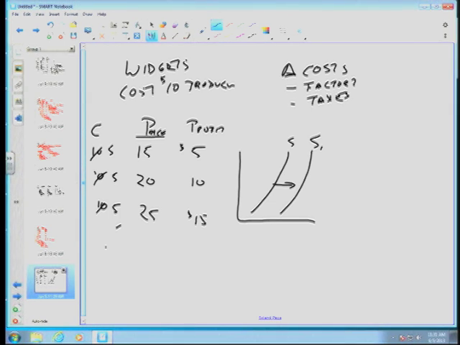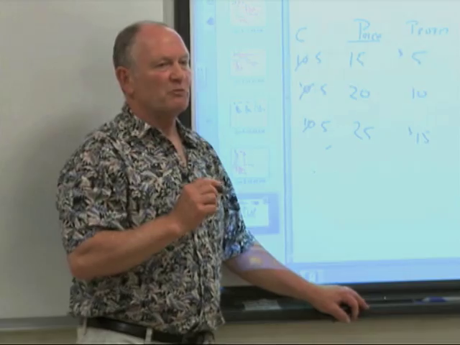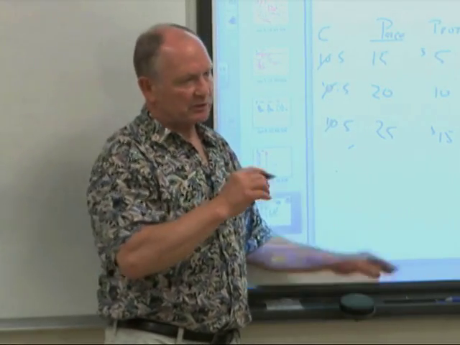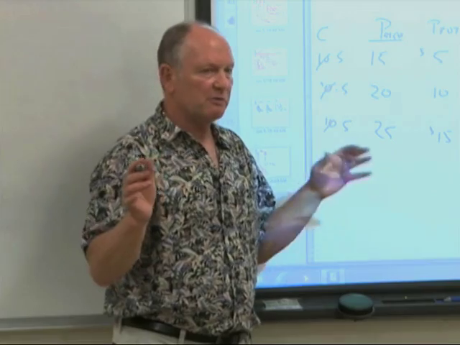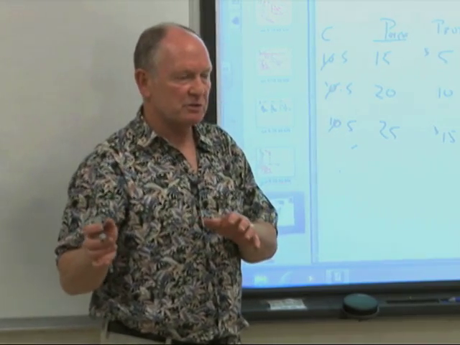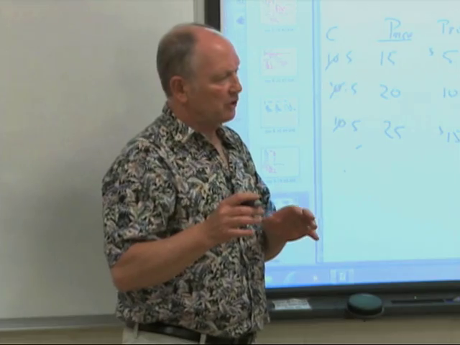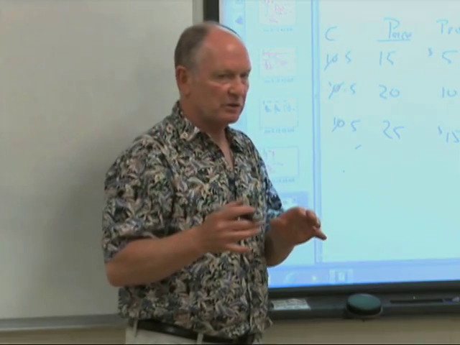If taxes go up at every possible price, there's less. If taxes on manufacturers go up at every possible price, there's less profit. At every possible price, less will be produced. Which, by the way, this is a fiscal policy item. Remember I said there's two ways to manage the economy: fiscal policy, government taxation and spending, and monetary policy, changing the amount of money in circulation.